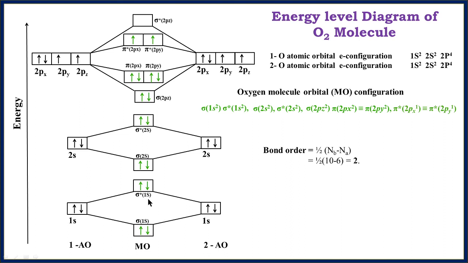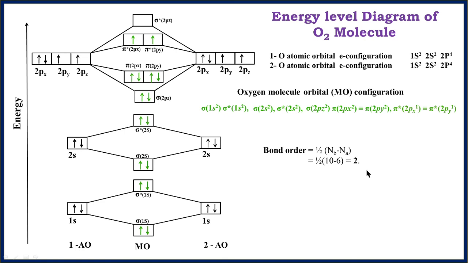This is anti-bonding, indicated with a star, sigma star 1s. This is anti-bonding, sigma star 2s. These are the anti-bonding: pi star 2px, pi star 2py, sigma star 2pz. Sigma star 2pz does not have an electron. Only pi star 2px and pi star 2py have 1 electron each. This is 1 plus 1, 2, these 2, 4, these 2, 6, 6, right? So if we calculate, we will get 2.